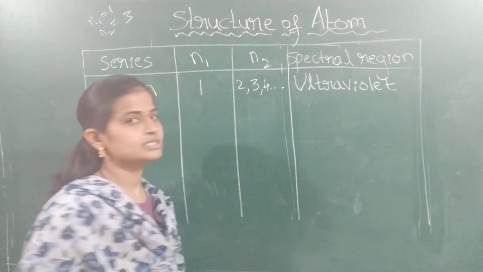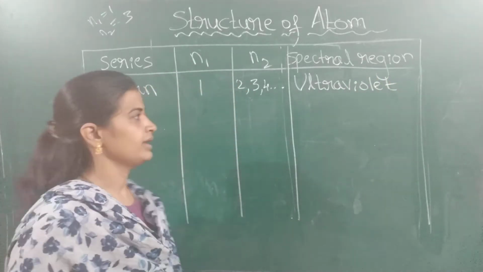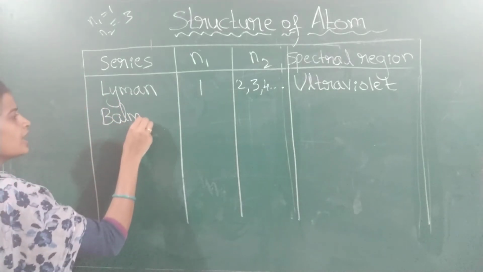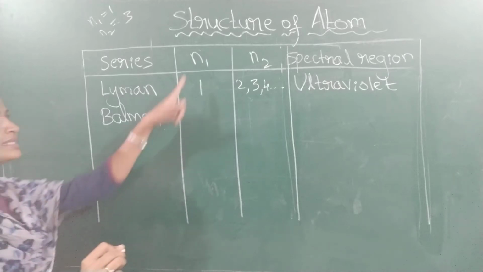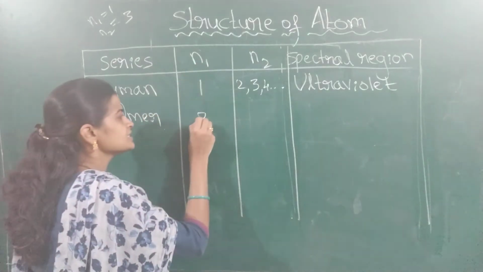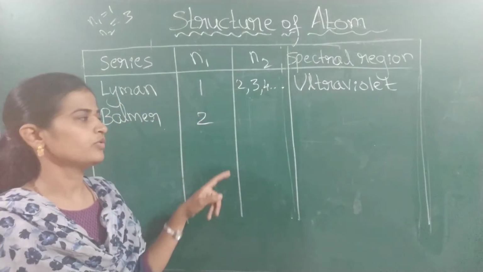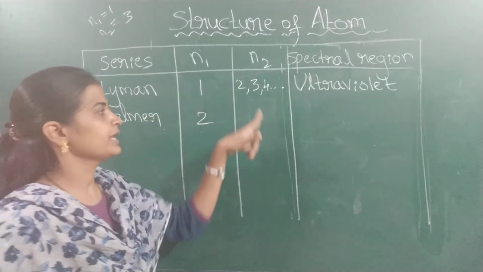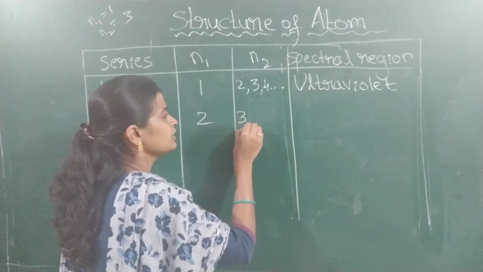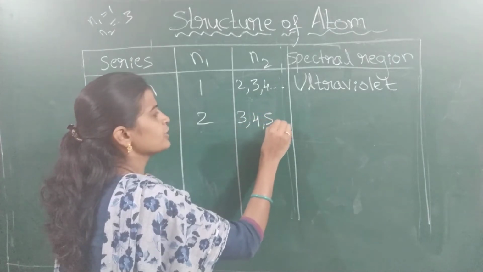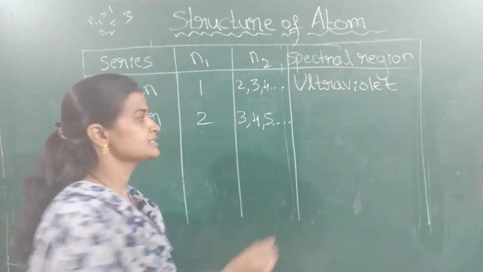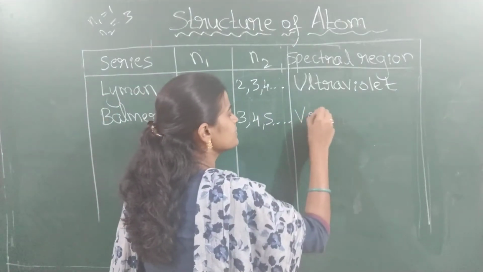Lyman series falls in the UV region, the ultraviolet region. Next one is the Balmer series. What is the n1 value for the Balmer series? By looking at the energy level diagram, you can tell that the n1 value for the Balmer series is 2. Next n2 is 3, 4, 5 and so on. Got it? Yes, the Balmer series lies in the visible region.